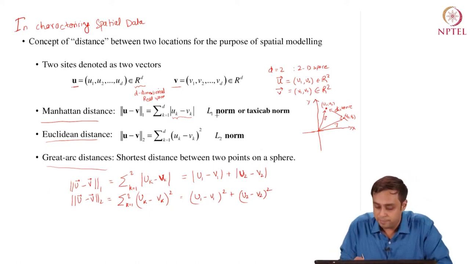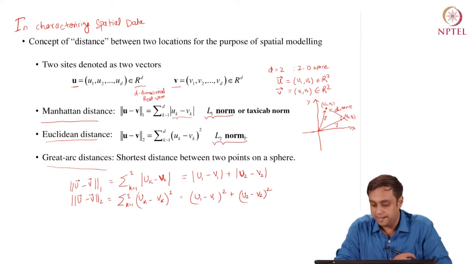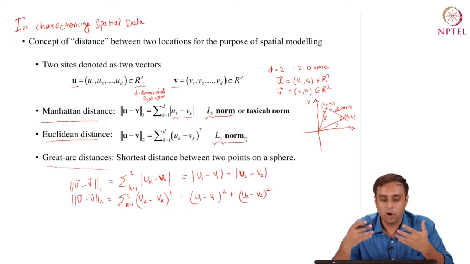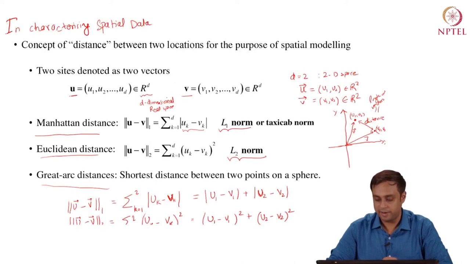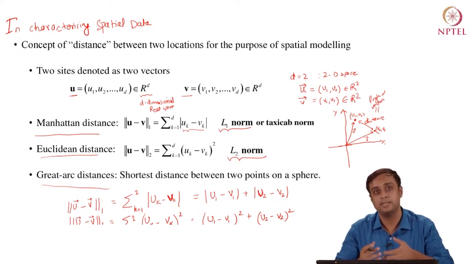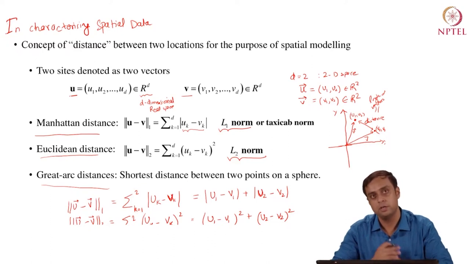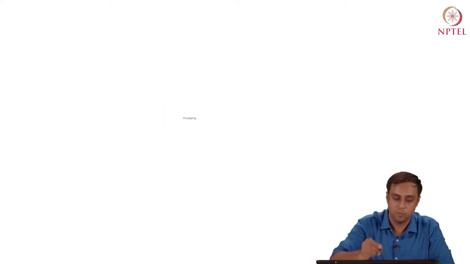So first of all, I'm giving you these characterizations, L1 norm and L2 norm, and I want to now formally define what a norm really is. A norm refers to the length of vectors between two points in space. So let's go back to our characterization. We had points u and v in front of your screens, and the distance between them is the length of the vector between these two points. So the norm is a formal quantitative measure of the distance between these two points.